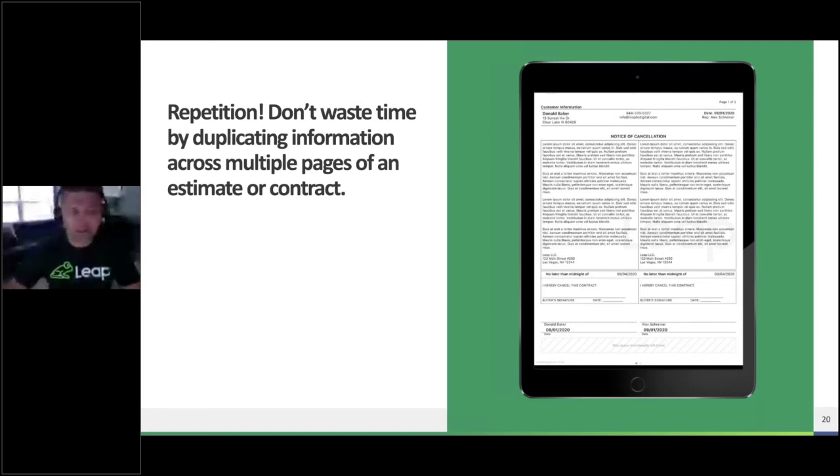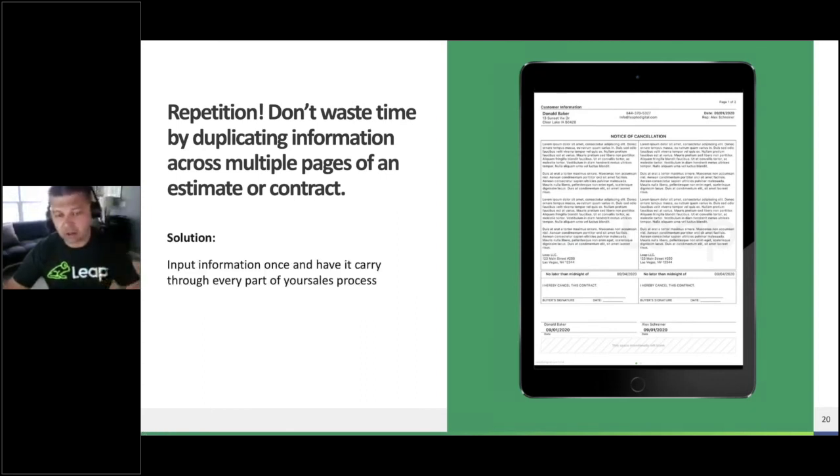Leap allows you to put the information in once, and it carries through every part of your sales process. What's also cool about this is a lot of the information you don't even have to put in once. If you use one of the CRMs that we directly integrate with, Leap will pull that information directly from the CRM and auto-populate it for the sales rep, and then as they're going through the entire estimating process, credit application, proposal, contract, results, all of that customer information is carrying over.